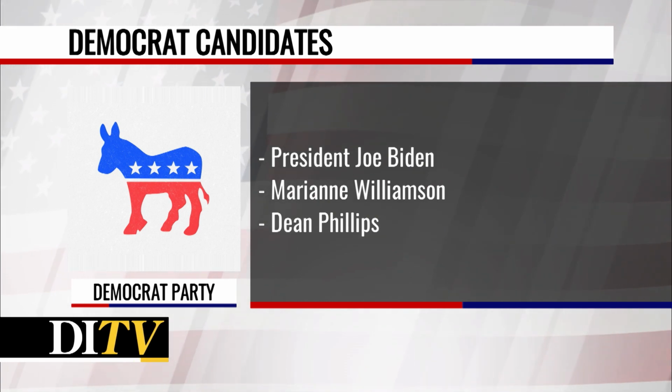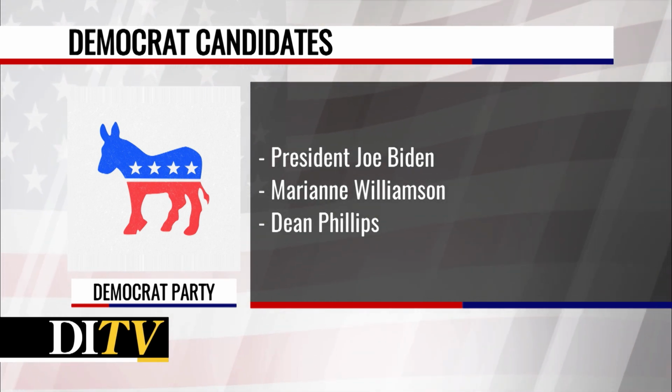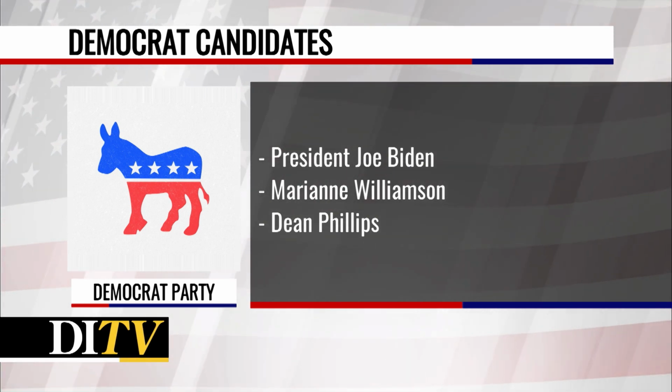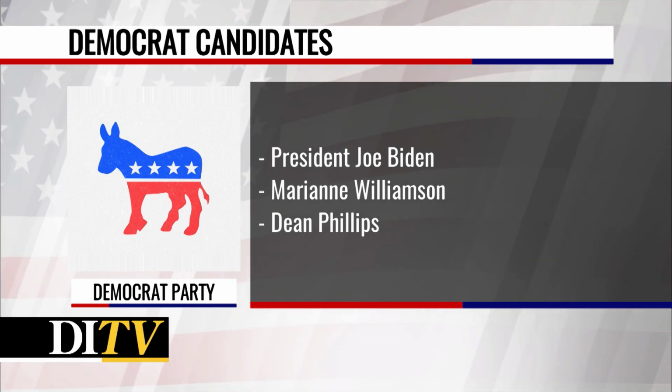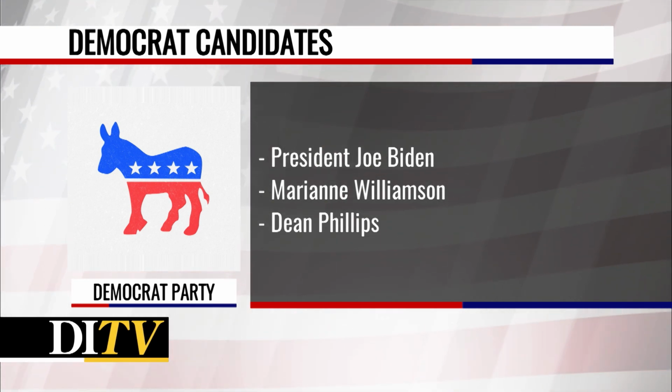Iowa Democrats will have a much smaller pool to choose from, as President Joe Biden's name will appear with author Marianne Williamson and Minnesota Representative Dean Phillips. Now, if a candidate who is on the ballot drops out, their name will not appear on the ballot, for they're no longer running for president. And Jordan, with these candidates now established, you have some numbers you'd like to share with us.